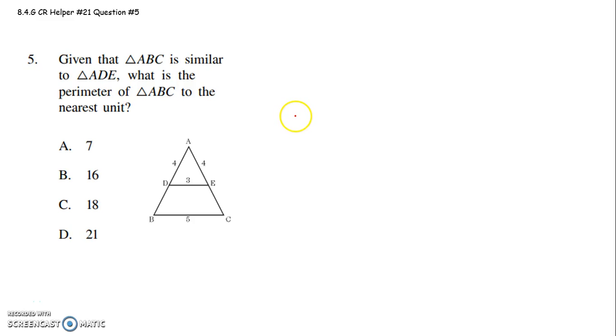Eighth graders, this is to help you with question 5 on CR 21. It says, given that ABC is similar to ADE, what is the perimeter of ABC? All right.